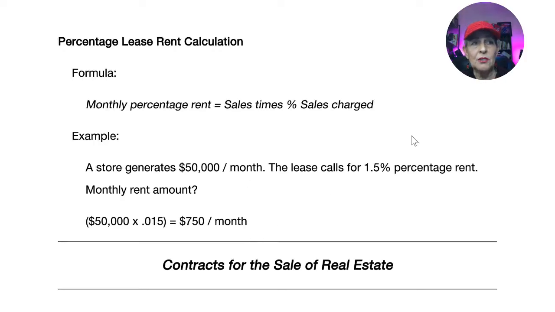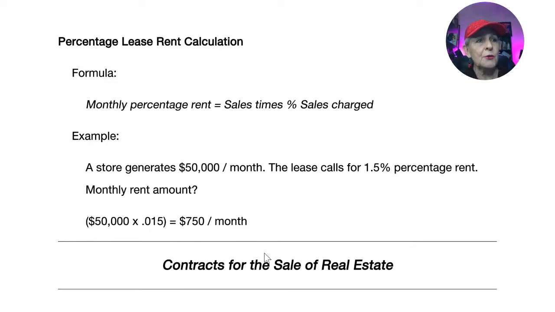And the lease calls for them to pay 1.5% of their monthly income. So $750 per month. The store generates how much? $50,000 per month. So make sure you keep the units. If they give you something like per year and they want an answer in months, you'll need to divide by 12, right? So those little things will trick you on the exam. One word will change the whole answer.